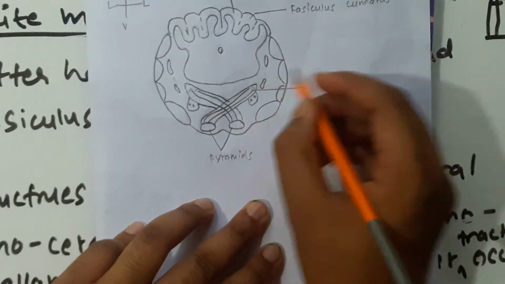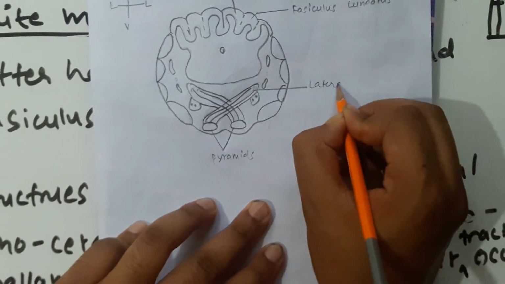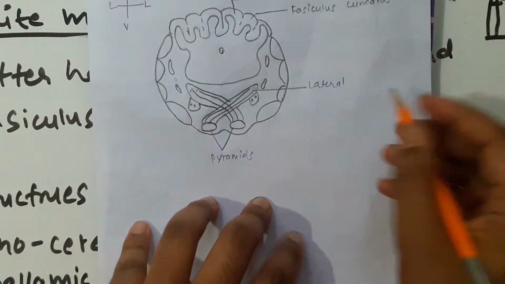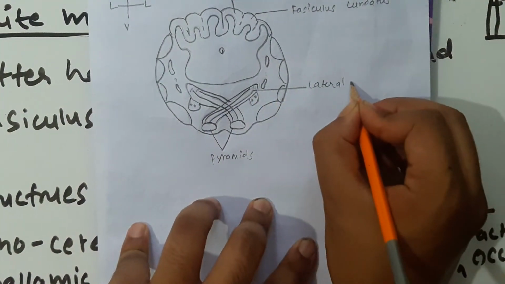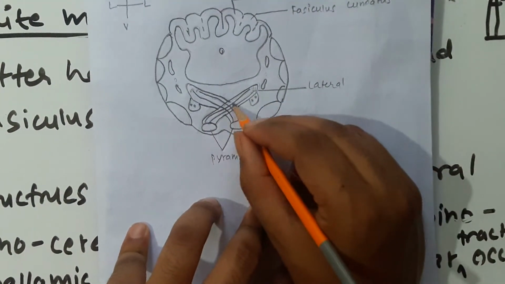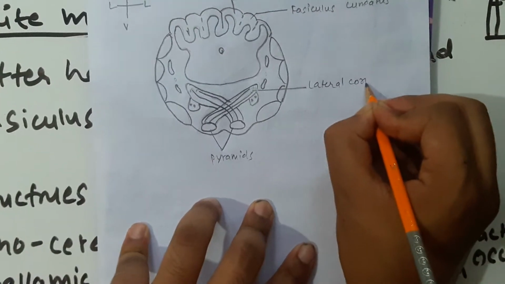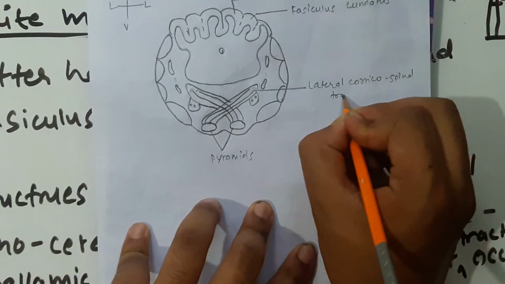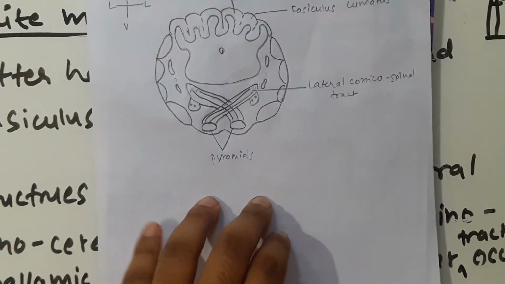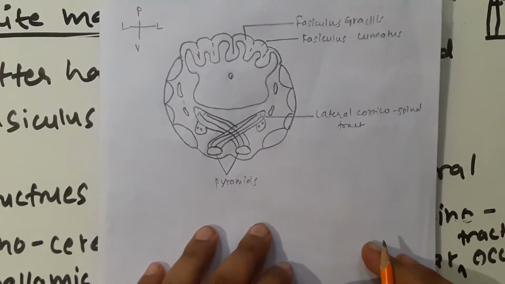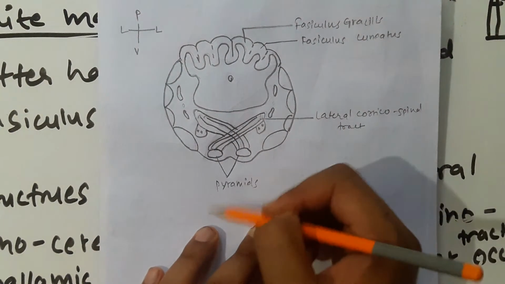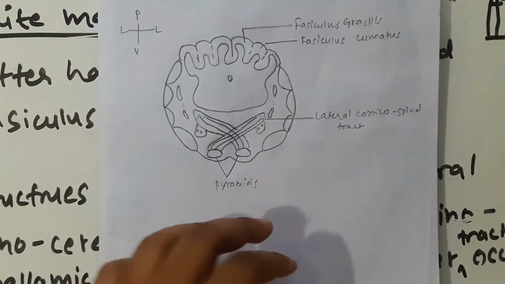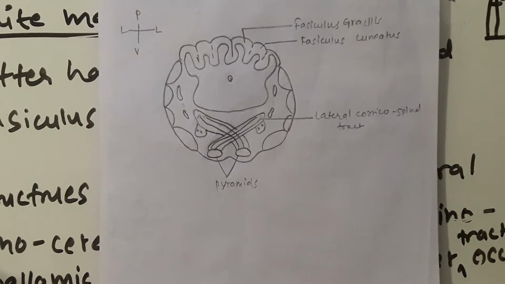So what do they form? The lateral cortico-spinal tract, yes or no? So this is the lateral cortico-spinal tract, and here is the pyramidal decussation. And those fibers which do not decussate at this level run anteriorly, and they are called the anterior cortico-spinal tract.